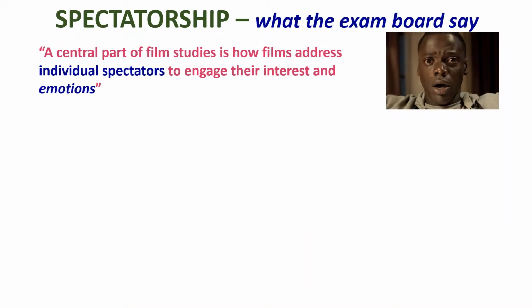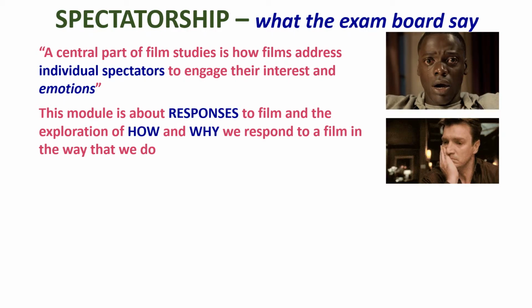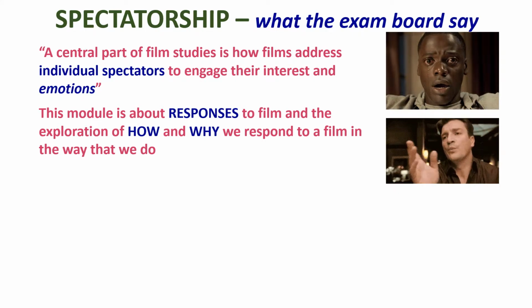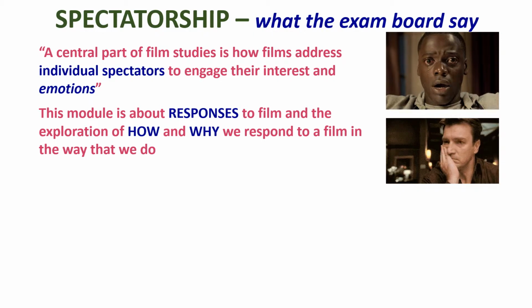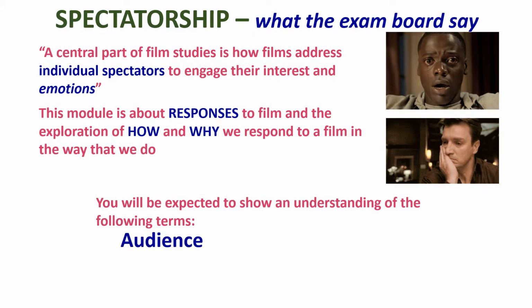Okay, so what the exam board says is that a central part of film studies is how films address individual spectators to engage their interest and emotions. The module then is about responses to film and the explanation of how and why we respond to a film in the way that we do. So in the exam, your answer should be more focused on the how and the why rather than what the response is. You name the response or identify the response first and then run through the factors that have generated that response or cause you to take a different response.